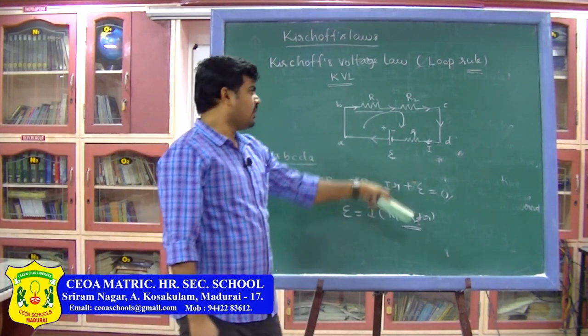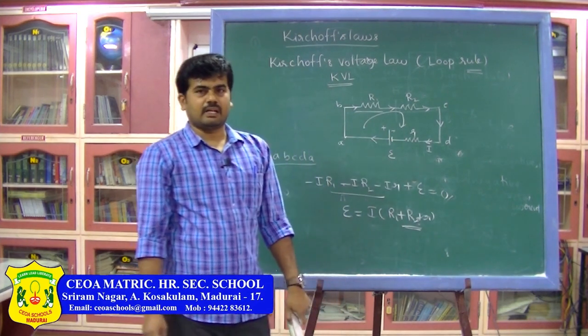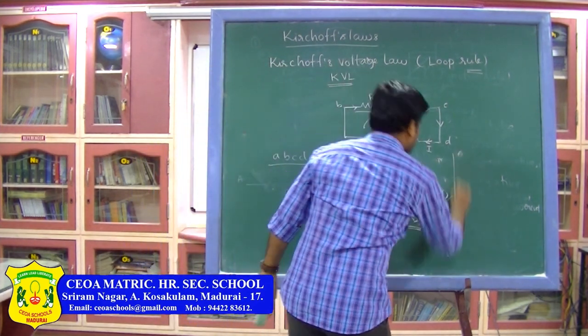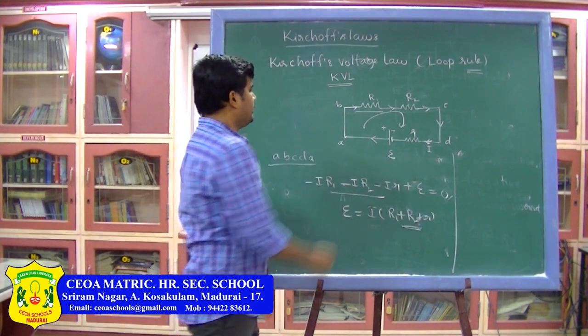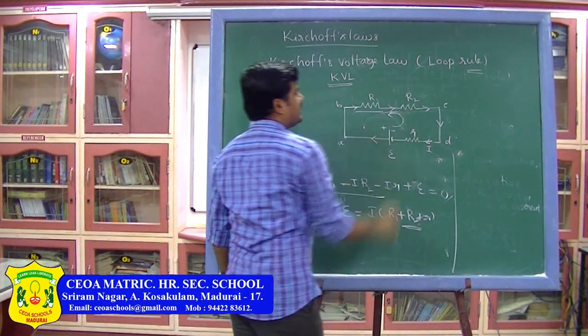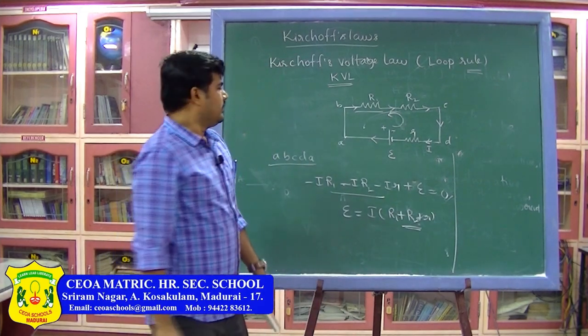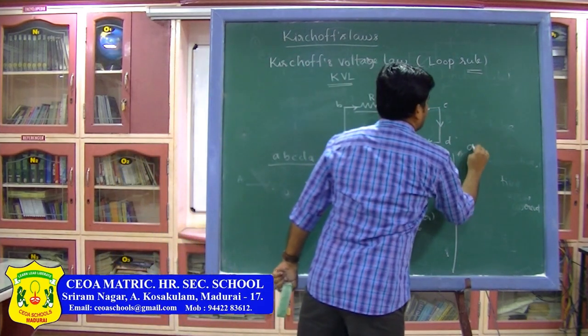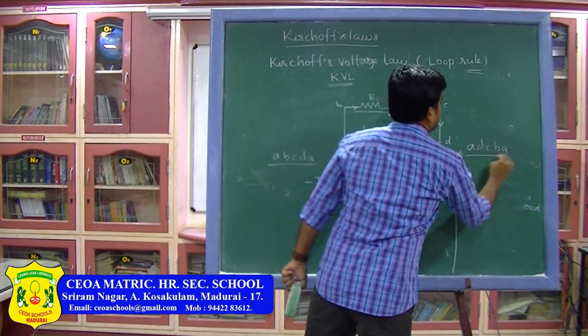Now, let us see what if we select the anti-clockwise direction for the same circuit. Now, let me select the loop A. So, I am changing the loop direction now. The anti-clockwise direction loop I selected is now A, D, C, B, A. Let us see what will happen.